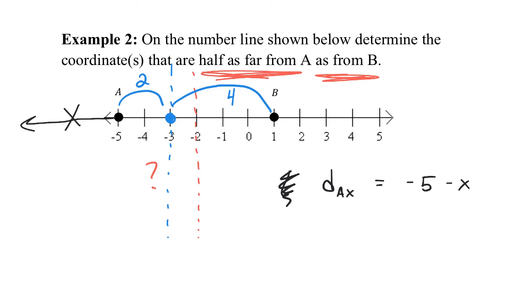I'm using subscripts for distance here, so the distance between point A and the unknown X is derived by taking the larger number, which is A, negative 5, subtracting the smaller value, which is the unknown X. That's the distance. What is the distance between B and X? How do I find the distance between the point B and the unknown X? Again, use the same operation. 1 minus X.